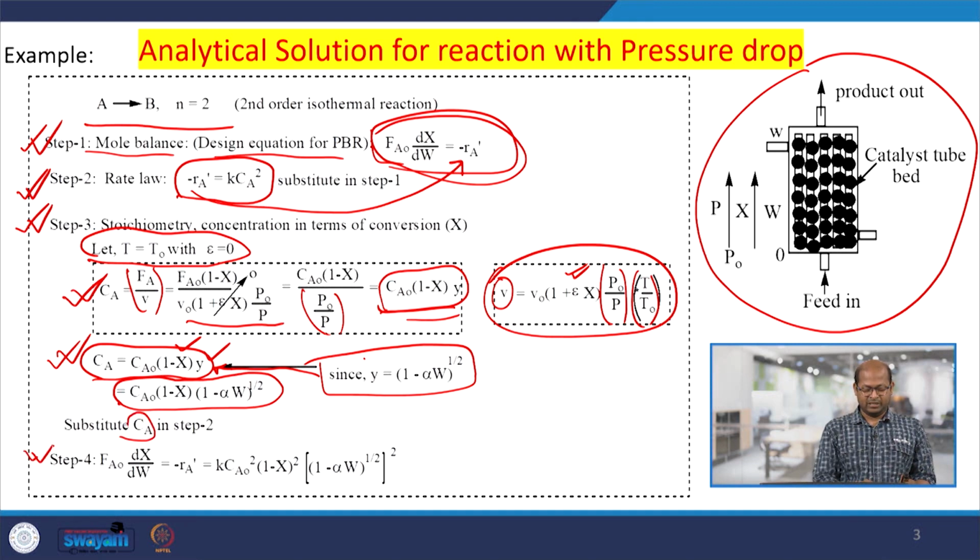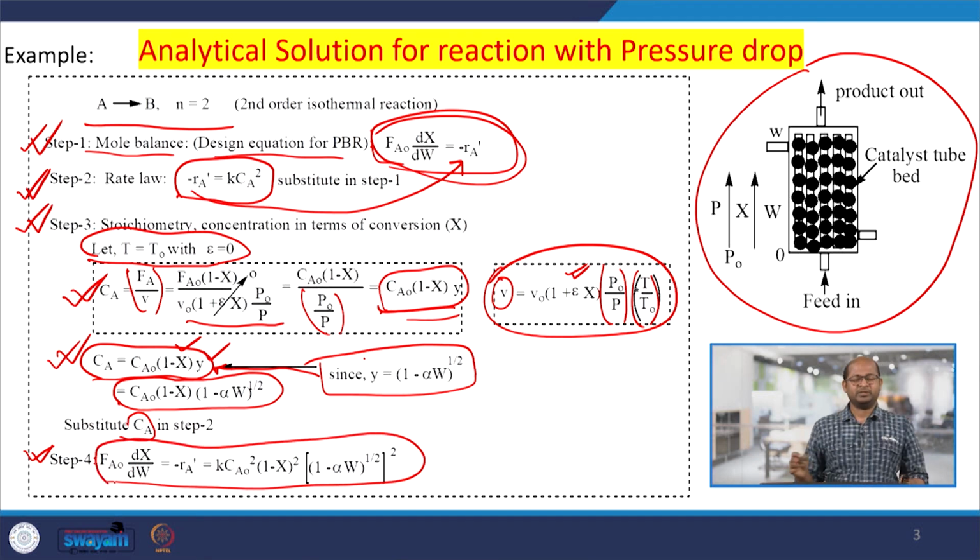Then in step 4, what are we getting? This is the design equation of the packed bed reactor: F A naught dX by dW equals minus r A prime. There we substitute the rate, k times C A squared, and C A we substitute from the stoichiometry in terms of this.